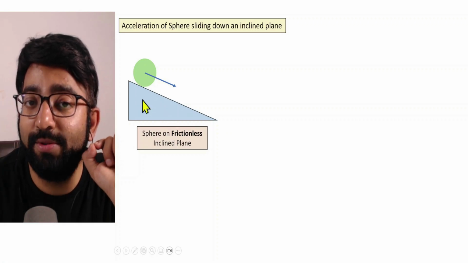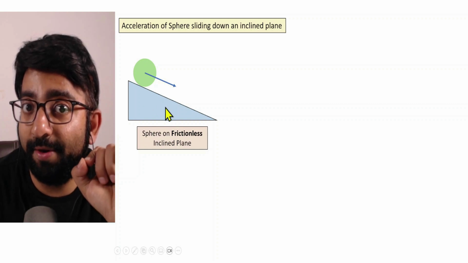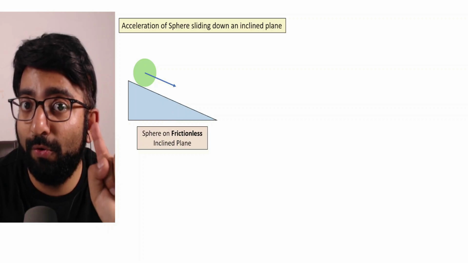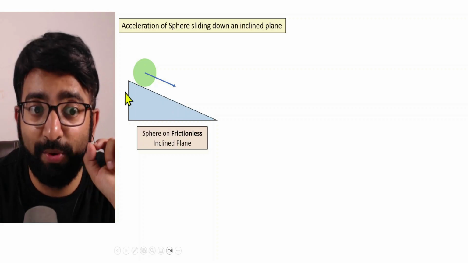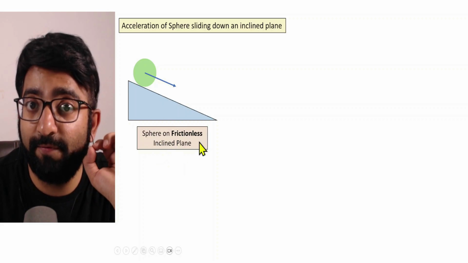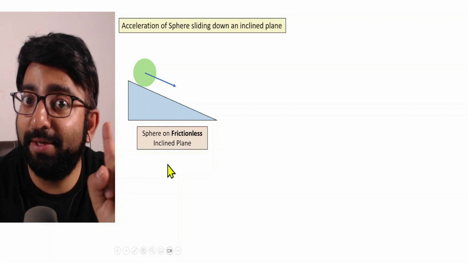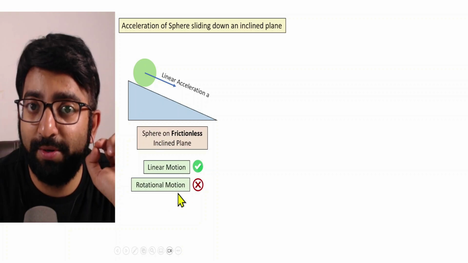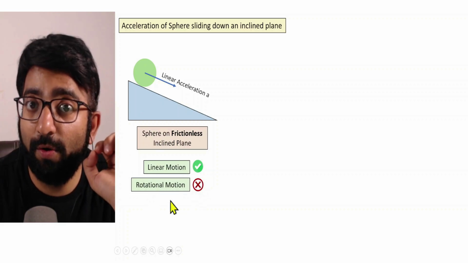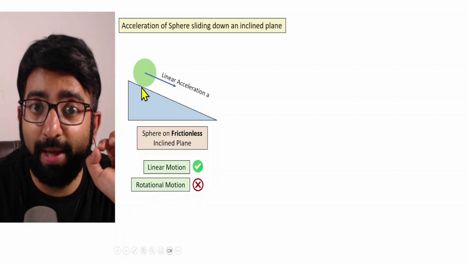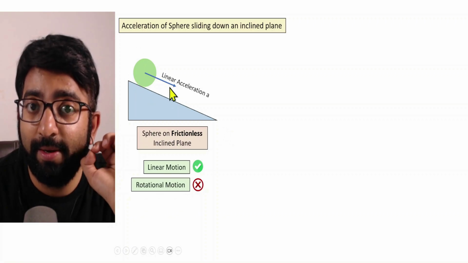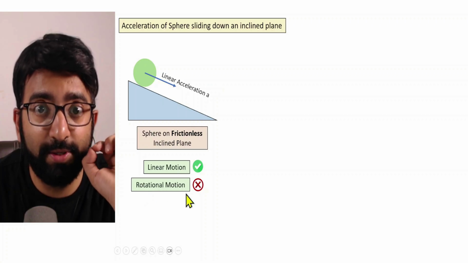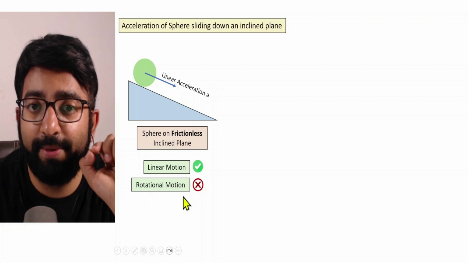Rotation depends on the surface. If the surface has a friction, only then the ball can rotate. Without friction, no ball or sphere can rotate. So in this case, since the inclined plane is frictionless and we need friction for rotation to happen, only linear motion is going to happen. No rotation of the ball will take place, which means as the ball is coming down the incline, it is going to accelerate with a linear acceleration. No rotation is there, so no angular acceleration will be there.